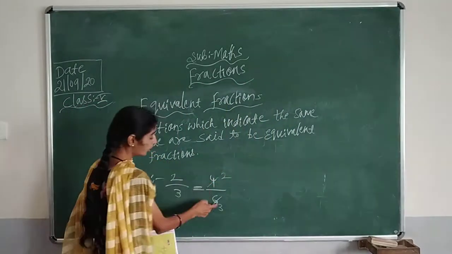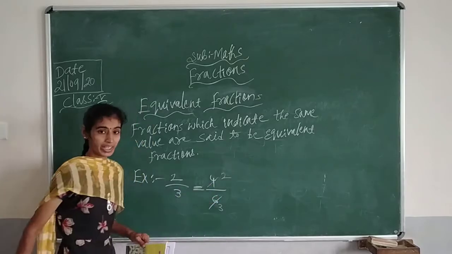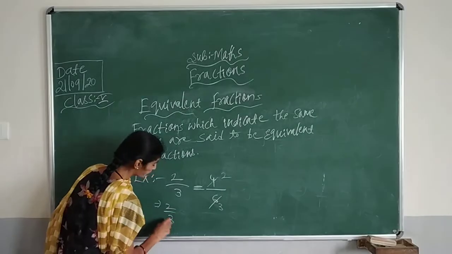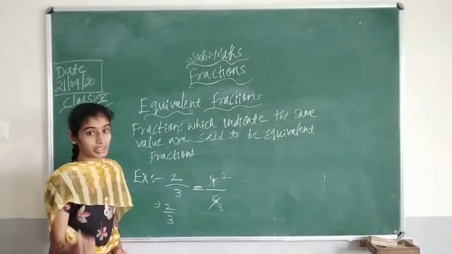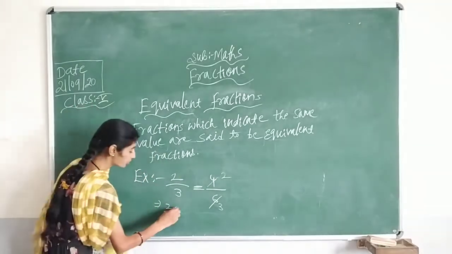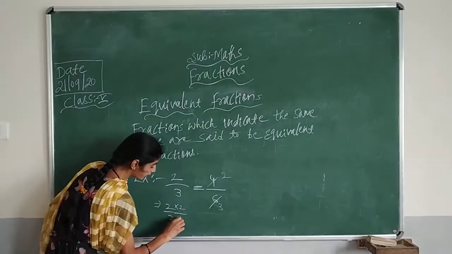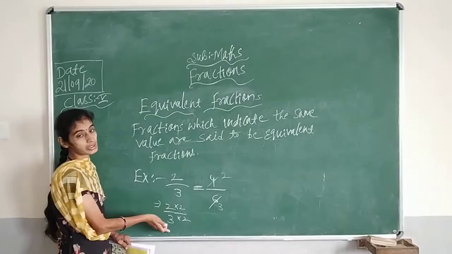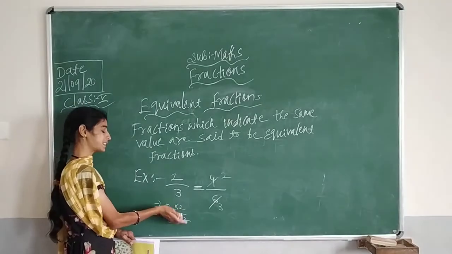So how have I written this 4 by 6? Any idea? Yes, I will tell you. This is 2 by 3. So to get the next equivalent fraction, you have to multiply the number for both numerator and the denominator. Means you have to multiply the same number.